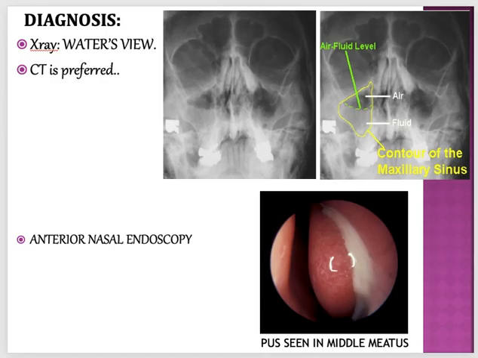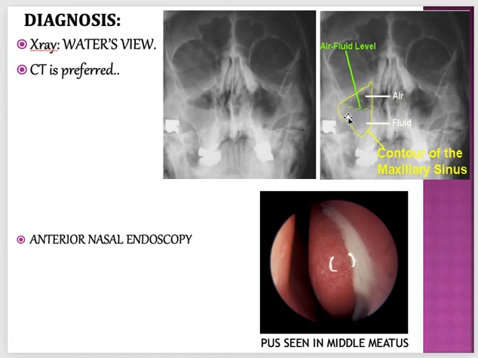Otherwise we can do an x-ray. The x-ray, which is this one, is what we call a Waters view. Now we can also do a CT scan, which is of course preferred because it gives a more detailed view and a clearer picture of what's going on. You can see in the x-ray the sinus is all clear, but over in this sinus you can see an air fluid level.